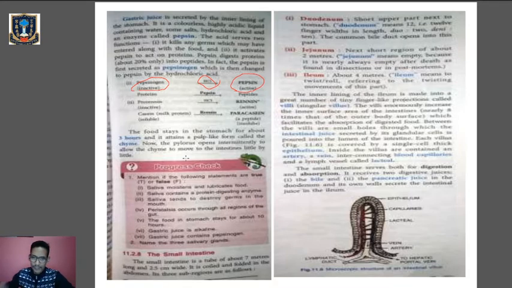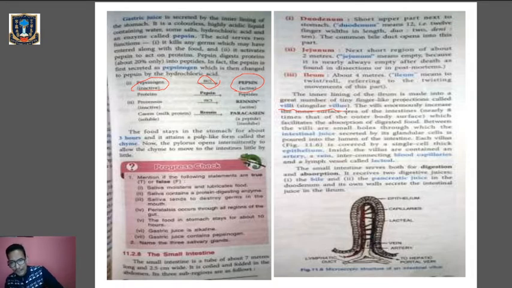Remember carefully that the inner lining of the ileum contains finger-like projections called the villi, or villus, and these villi will increase the inner surface area of the small intestine, which will facilitate the absorption of the digested food particles. Between the villi there are small holes which will secrete the intestinal juice. Clear? This intestinal juice is poured into the lumen of the intestine.